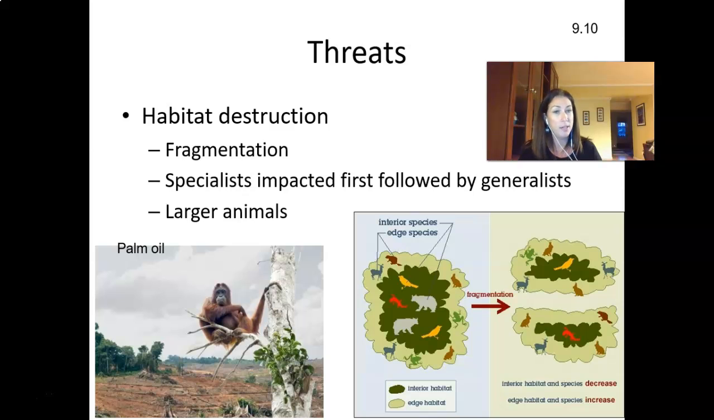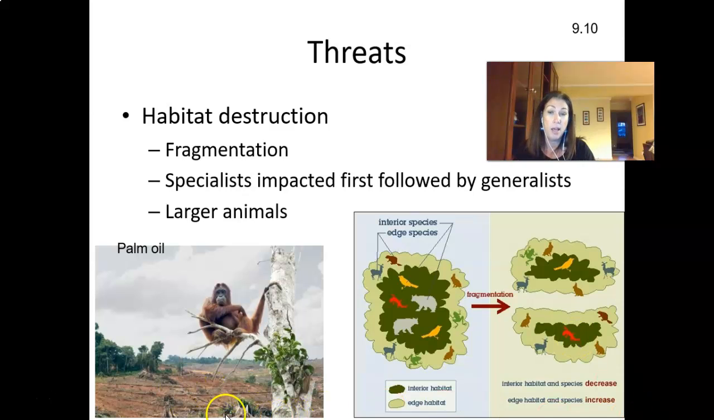Specialists are going to be impacted by this the most because you might have a specialist that requires this internal habitat, and you've created more of this fringe or edge habitat, and our specialists may not be able to adapt to that. Also, our larger animals are going to be more impacted because they need the larger space, they need the larger territory. So habitat destruction can be a real problem, particularly when you can't adapt to these changes.